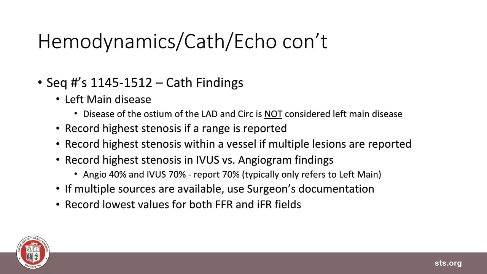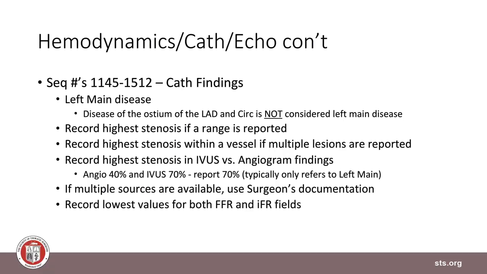Sequence numbers 1145 to 1512 are used to collect Cath findings. As with previous versions, record the values closest to surgery using the highest stenosis if there is a range reported or if there are multiple lesions within the same vessel. If an IVUS is used, record that number over the angiogram result.